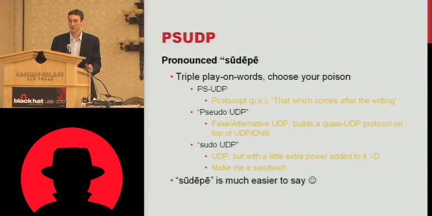So the tool is called PSUDP, and it's a triple play on words on why I chose that name. First of all, it stands for PostScript, that which comes after the writing. What I'm doing is sticking data, sort of an actual second UDP protocol, on top of UDP, after the actual legitimate packet, which is where the pseudo UDP comes in. It's sort of a fake and alternative UDP on top of UDP. And lastly, because of pseudo UDP, it's UDP, but with a little extra power added to it. And of course, another obligatory "make me a sandwich." Some of you will have gotten that.